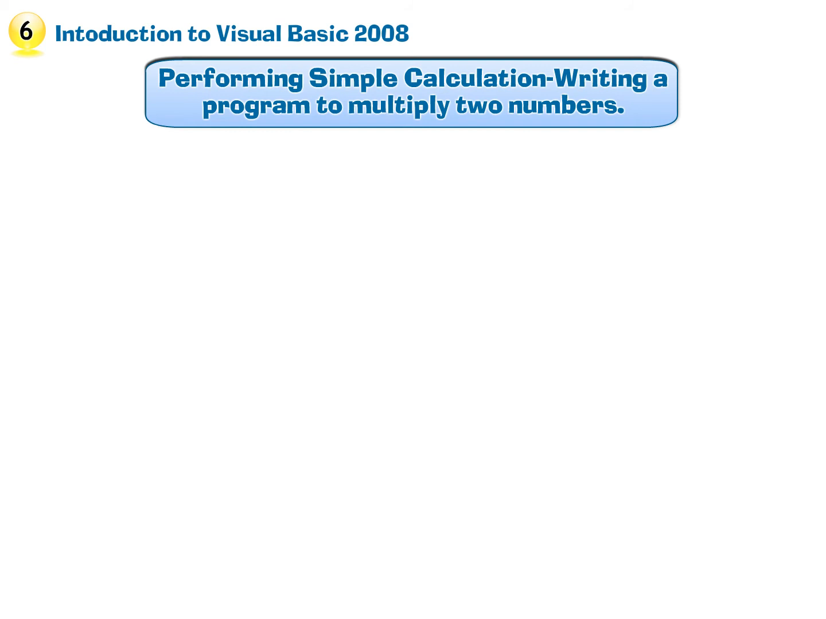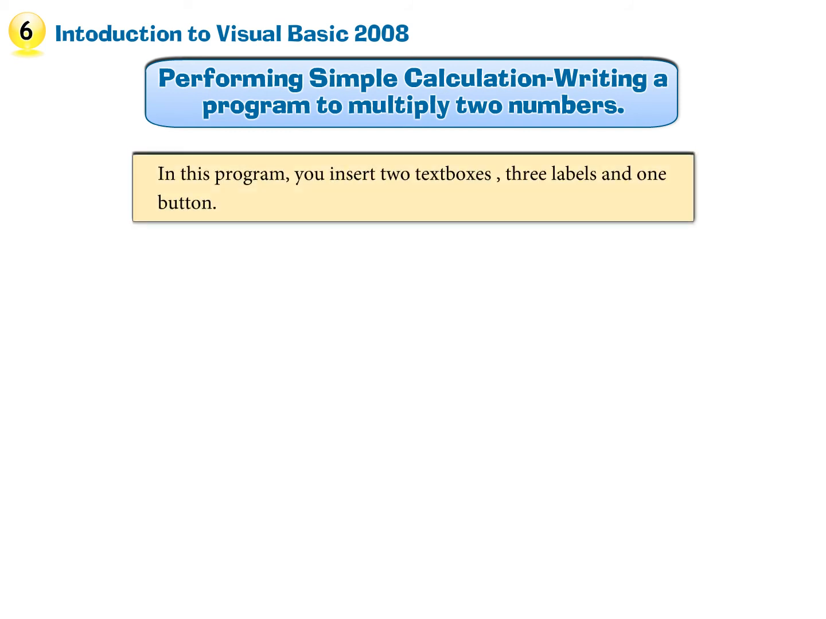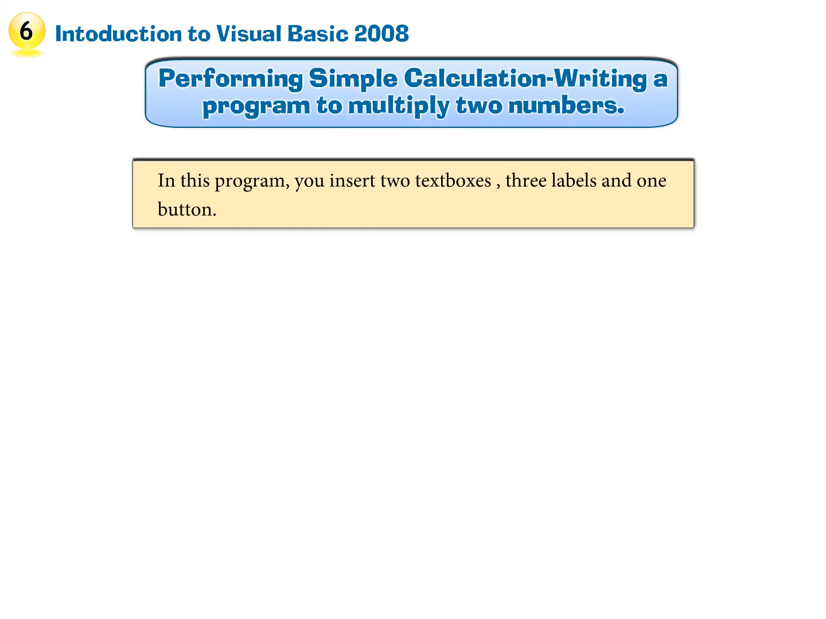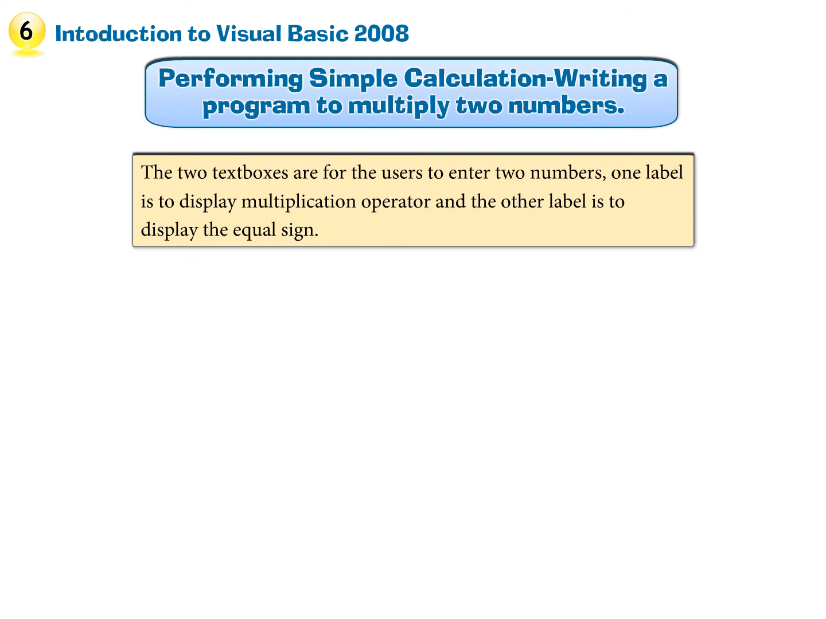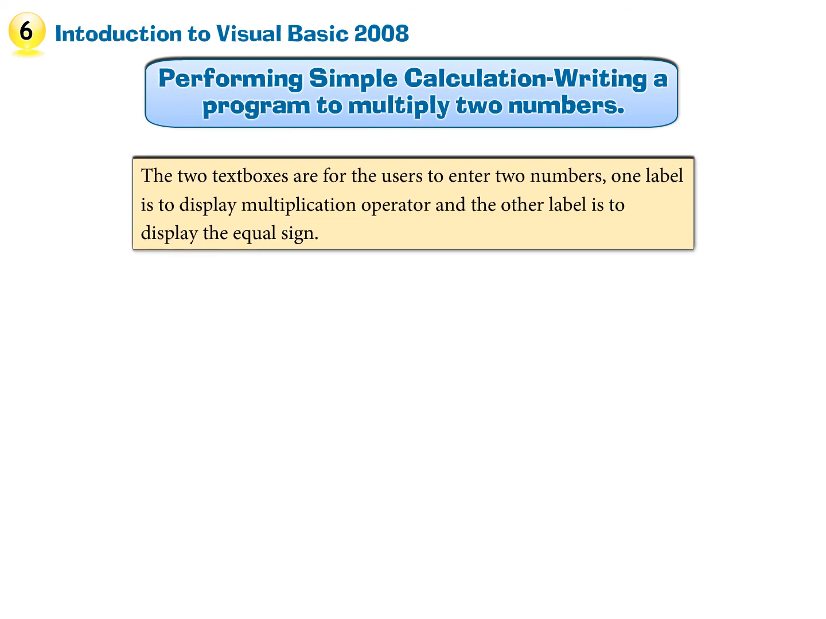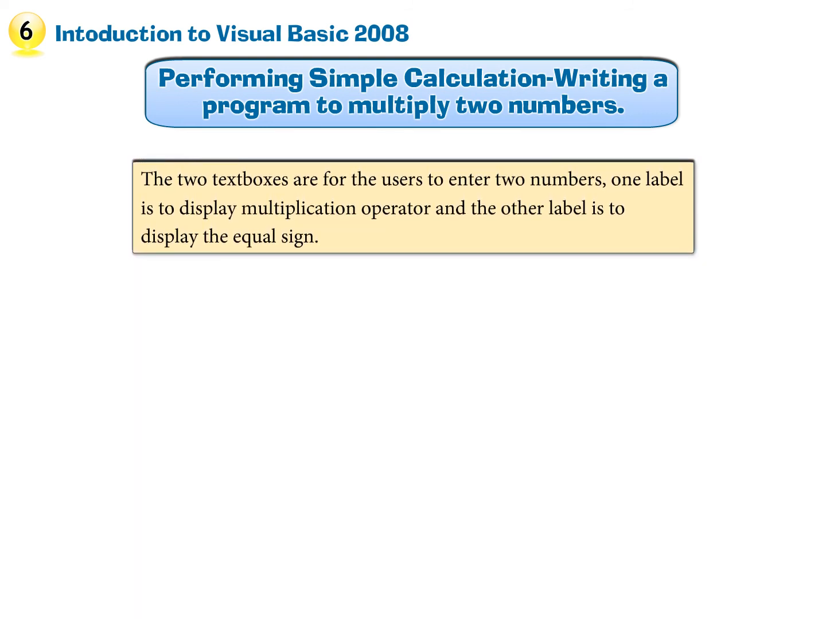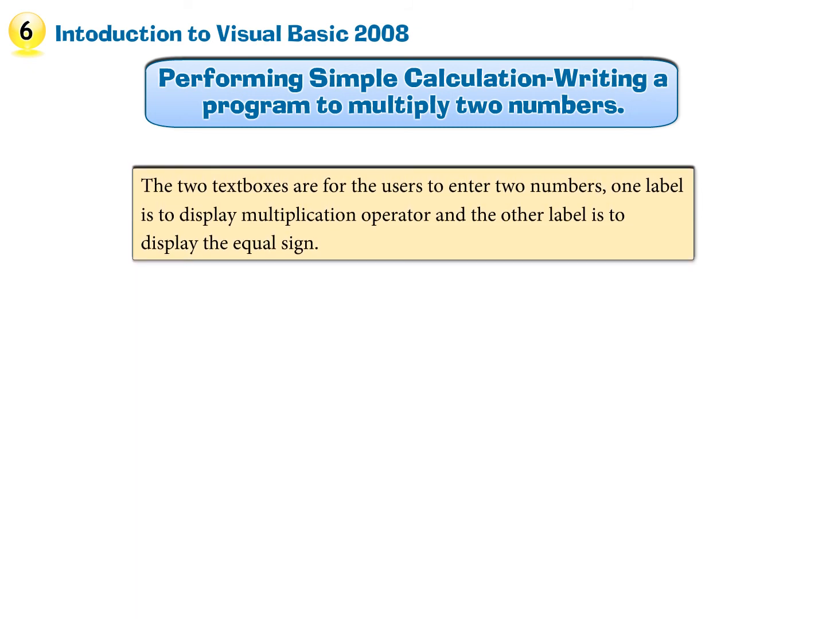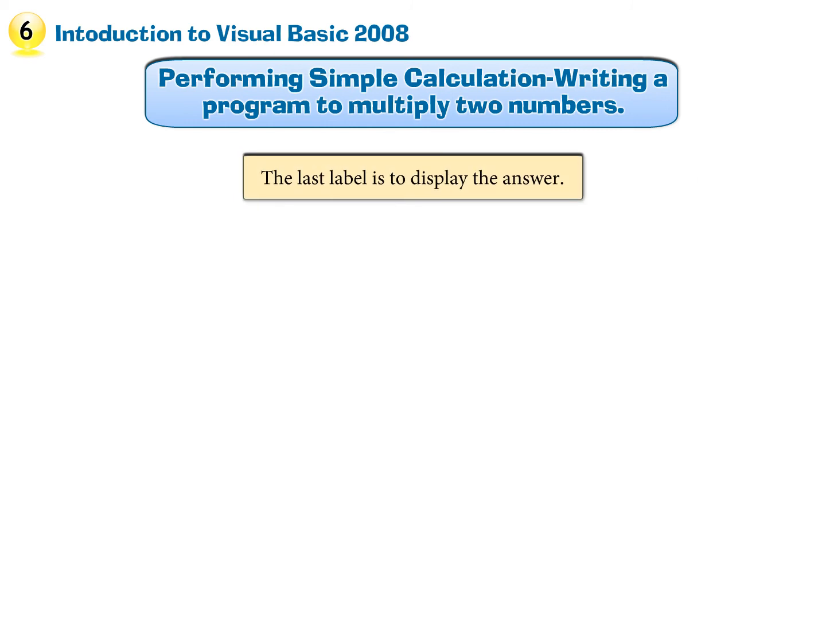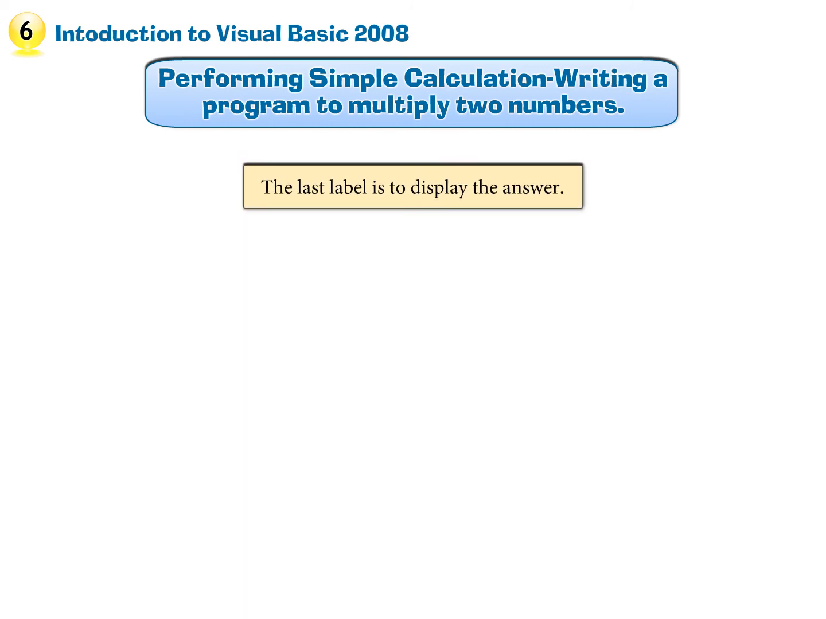Performing simple calculation. Writing a program to multiply two numbers. In this program, you insert two text boxes, three labels and one button. The two text boxes are for the users to enter two numbers. One label is to display the multiplication operator and the other label is to display the equal sign. The last label is to display the answer.